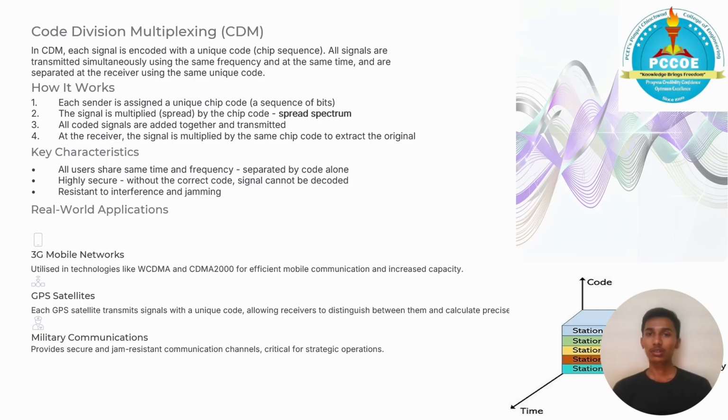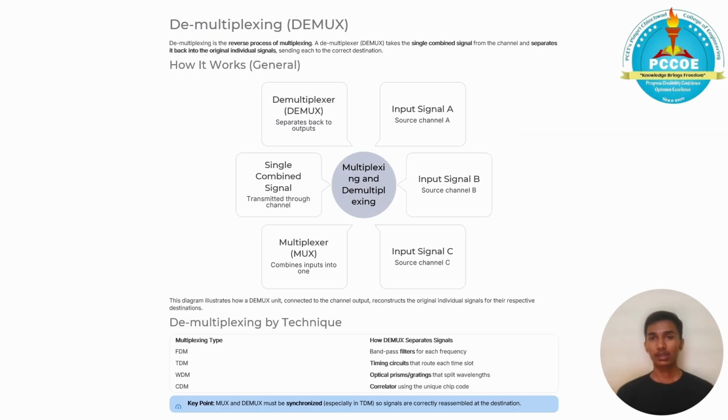At the receiver, the signal is multiplied by the same chip code to extract the original data, like a key unlocking the specific signal. CDM is highly secure. Without the correct code, the signal cannot be decoded. It is also very resistant to interference. Real world use: 3G mobile networks use CDMA technology. GPS satellites all broadcast on the same frequency, but each has a unique chip code so your phone can distinguish between them.